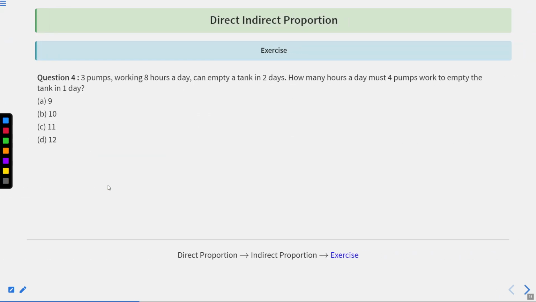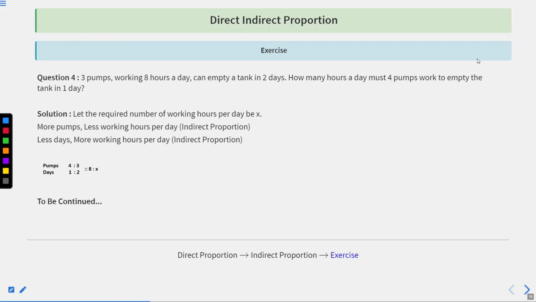Now, question number 4. 3 pumps working 8 hours a day can empty a tank in 2 days. How many hours a day must 4 pumps work to empty the tank in 1 day? So let the required number of working hours per day be x. So the more pumps, less working hours per day. That is an example of indirect proportion.